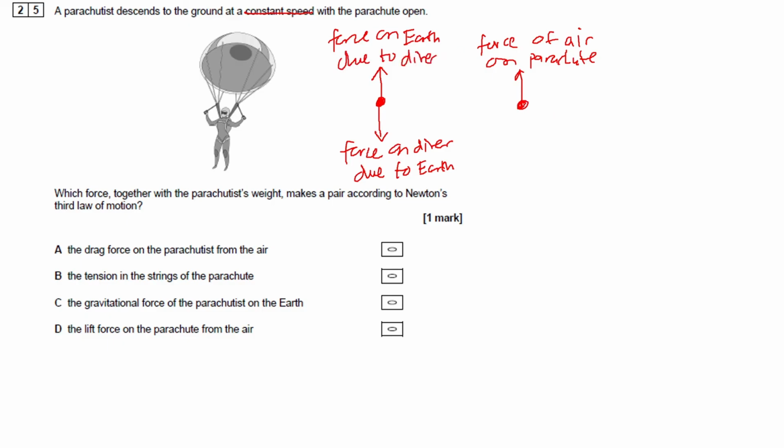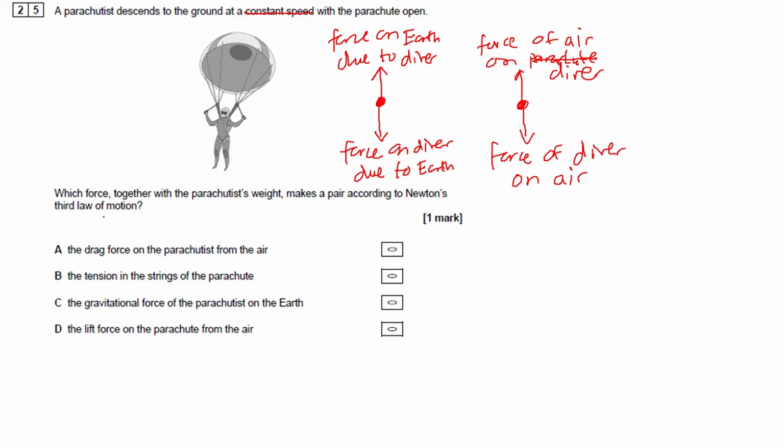Okay, and just like the same format in finding the third law pair for the force of air on parachute, or let's just say for the diver, just to keep this consistent, then there must be a downward force, according to Newton's third law, of force of diver on air. So you see that there is a format to follow when you're identifying third law pairs.